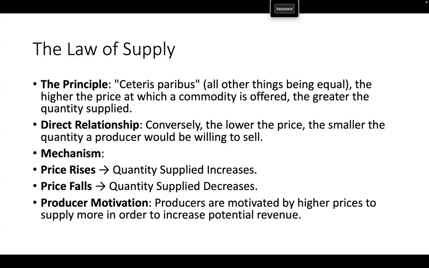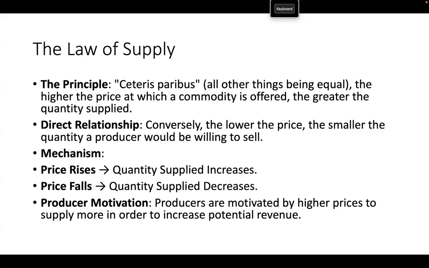When it comes to supply, we are dealing with the producer. Every producer aims at maximizing what? Profits. So when the price of the product is high, as a producer, what will you do? You offer more in the market for more profit. So the law is saying that at a higher price, the higher the quantity supplied, and at a lower price, the lower the quantity supplied.